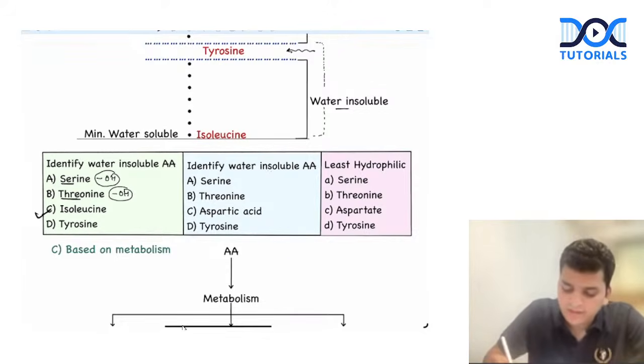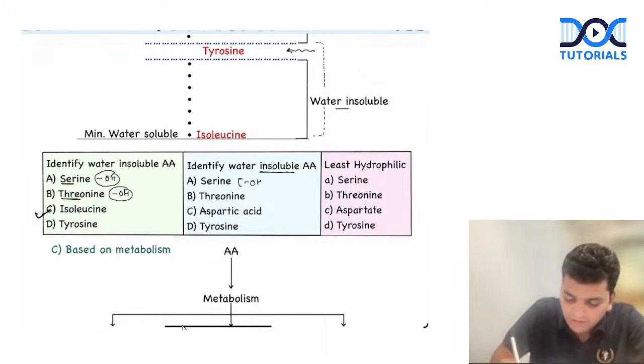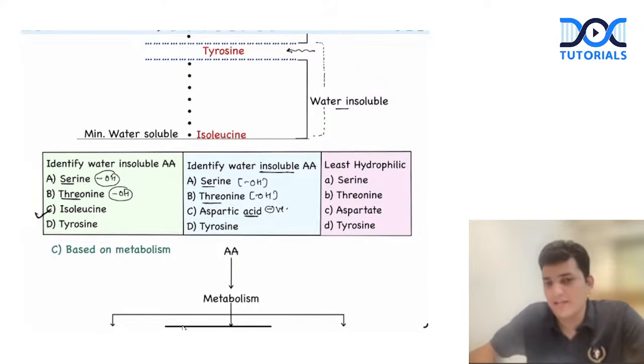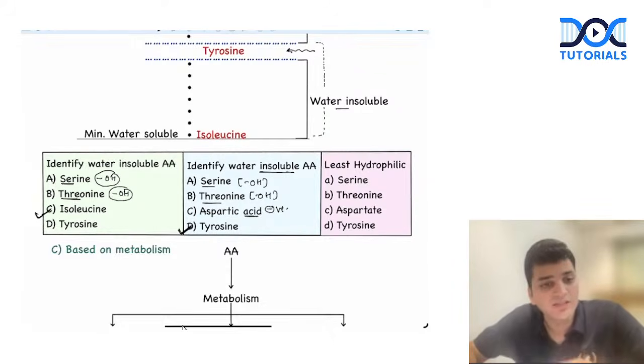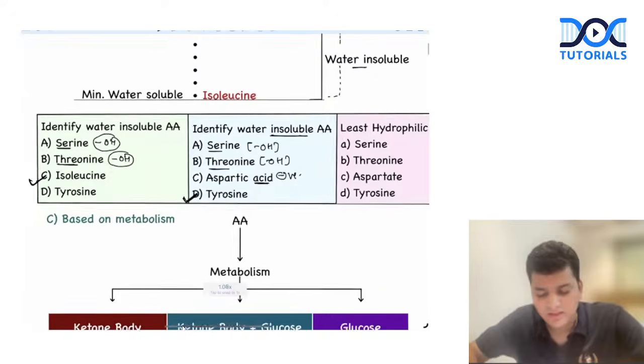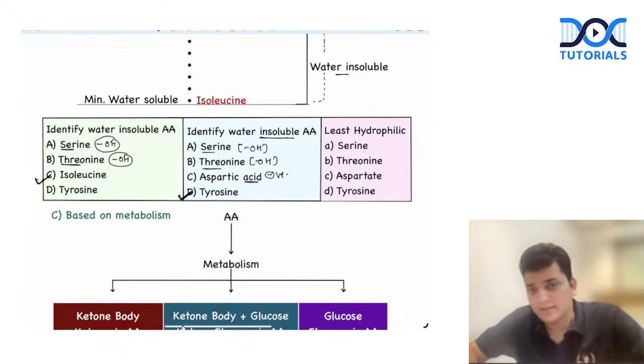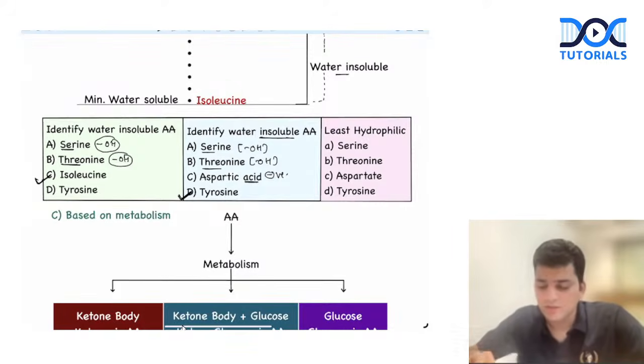In the same way, the second one: identify the water insoluble amino acid. The options are serine and threonine, they are alcohol containing amino acids. Then we have the acid. Acid contains negative charge, and negative charge means it's water soluble. And then we have the tyrosine. Here we will consider tyrosine as water insoluble. So if you see the first question and second question, in the first one you have considered tyrosine as water soluble, whereas in the second one you have considered it water insoluble, depending on the other choices.